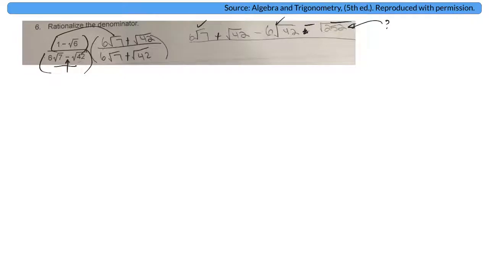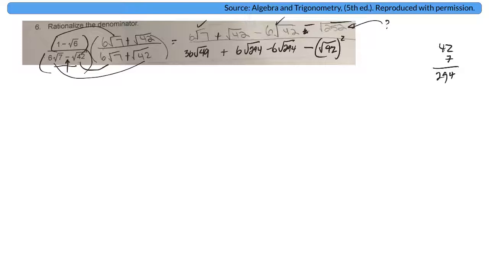Over, let's do the same thing on the bottom. 6 root 7 times 6 root 7 would be 36 root 49. And then this will be a positive 6 root, whatever 42 times 7 is, 294. And then this times this would be a negative 6 root 294. Something's going to happen there. And then the last one will be a negative root 42 squared.